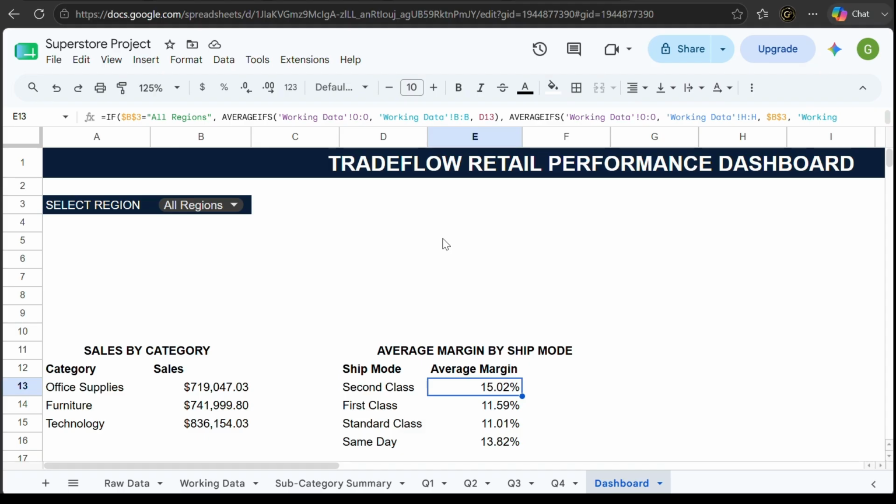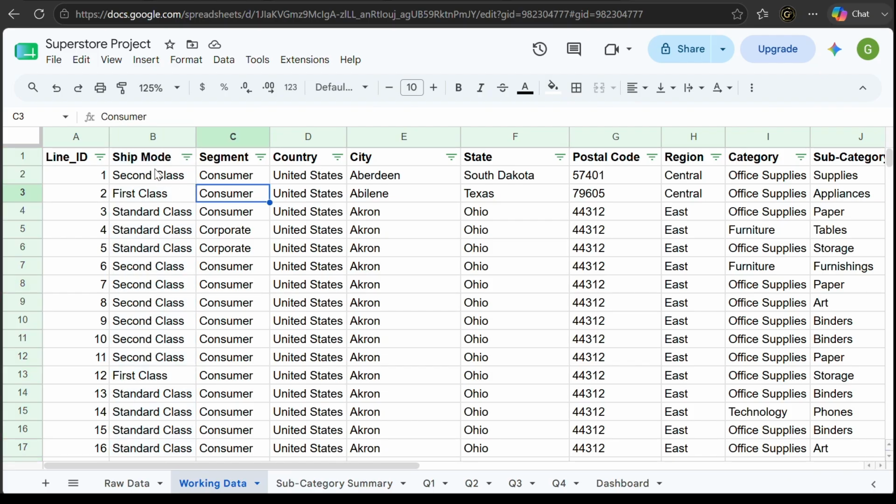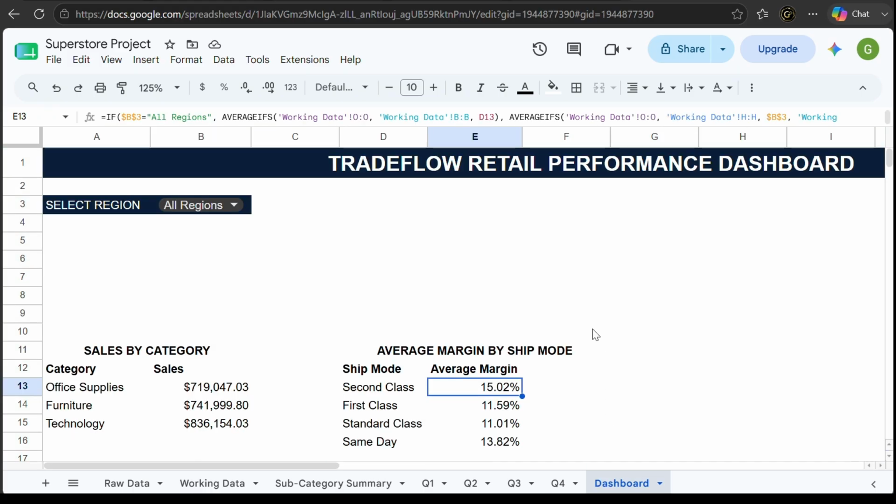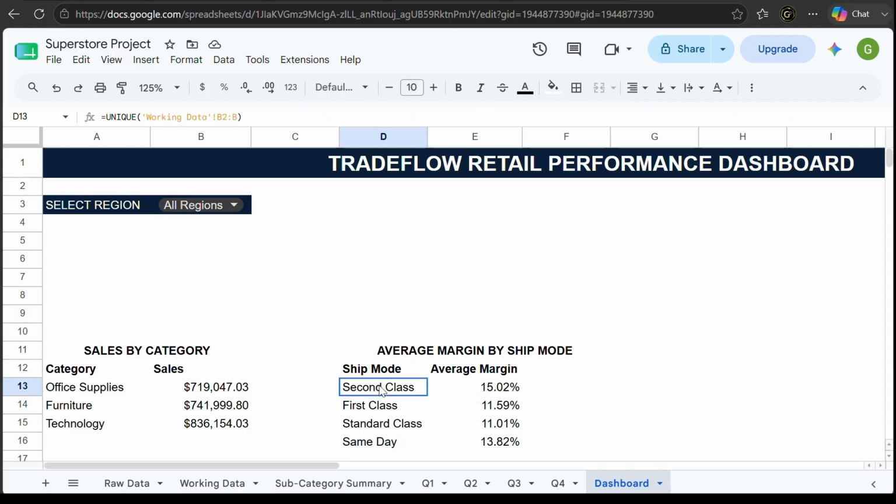So wherever there is second class throughout the whole of this ship mode column, it picks out all their different profit margin percentages, and then what it does for you now is to find the average. So that's why you had this in D13. Now by the time I shift to this point, first class, it has changed towards D14, so it will always change for each of these values that are here.